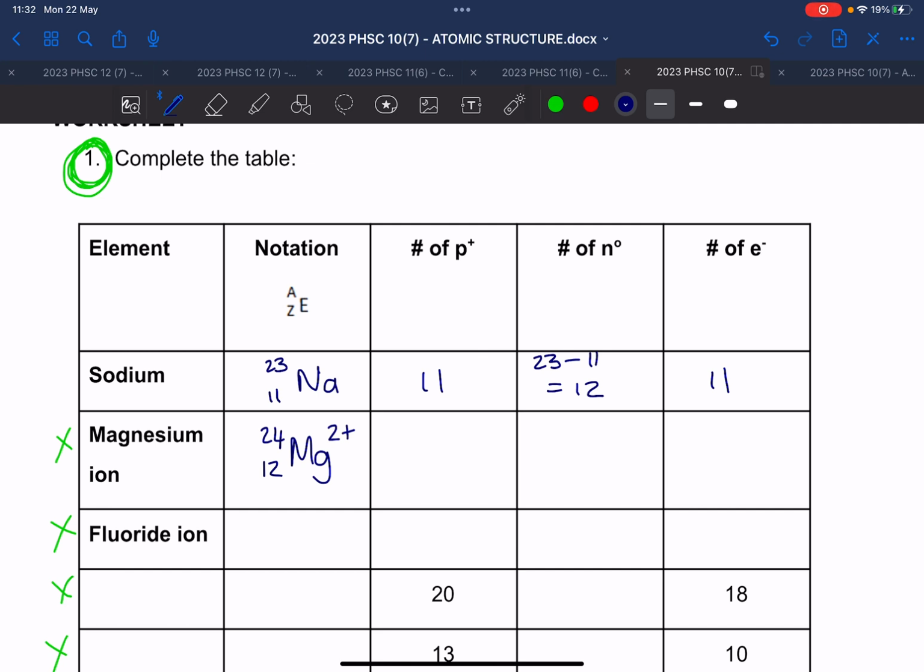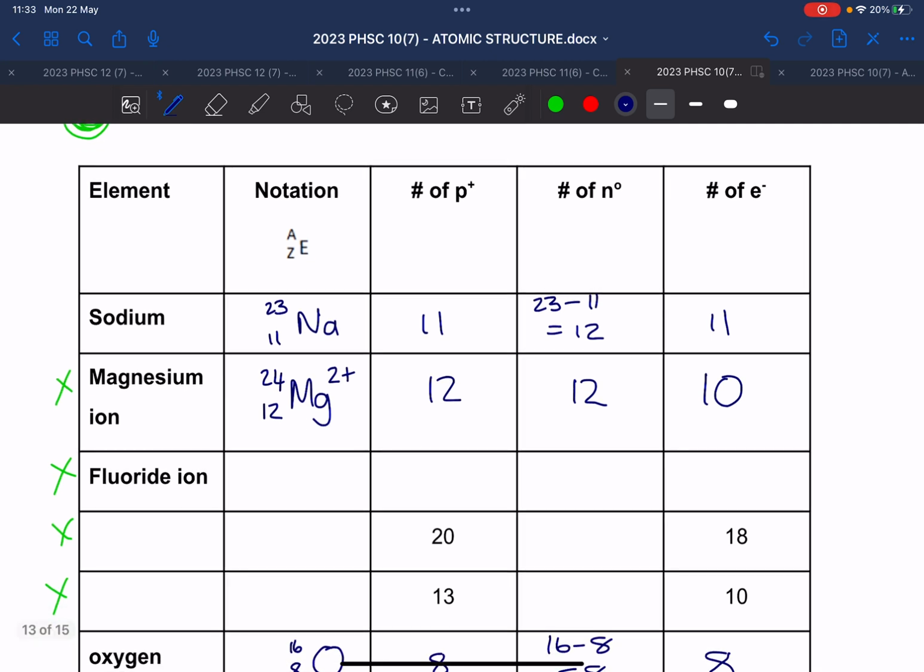Alright. So how many protons does it have? 12. And how many neutrons? And how many electrons? It originally had 12, but now it became the ion. So how many does it have now? Did magnesium lose or gain electrons? So will it have 14 electrons? It has 10 electrons.